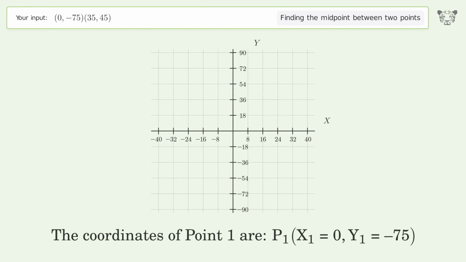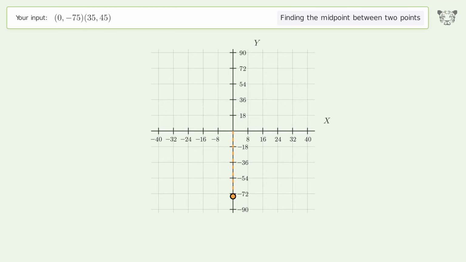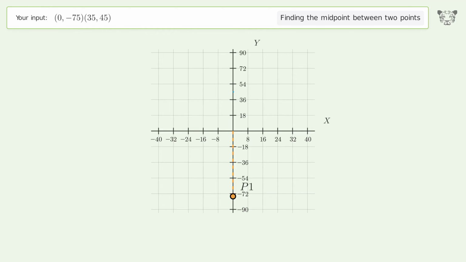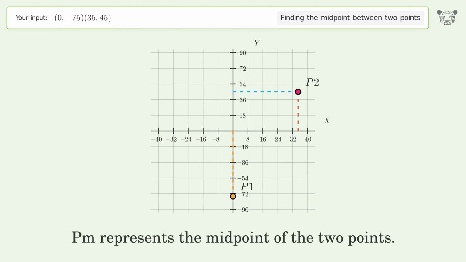The coordinates of point 1 are x1 equals 0, y1 equals -75. The coordinates of point 2 are x2 equals 35, y2 equals 45. PM represents the midpoint of the 2 points.